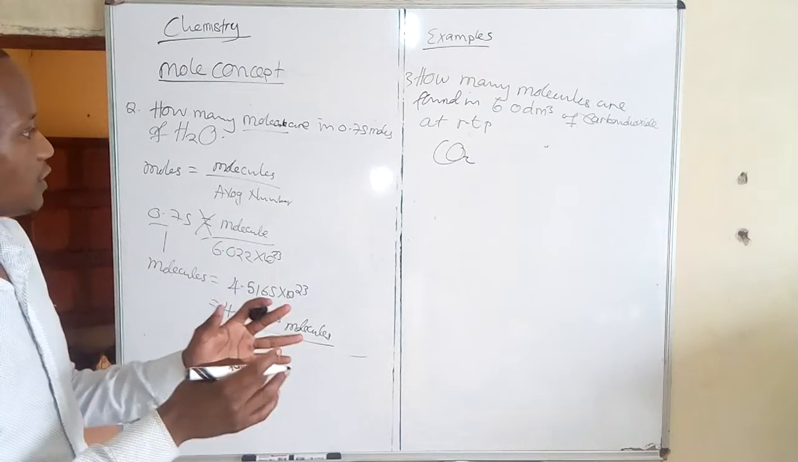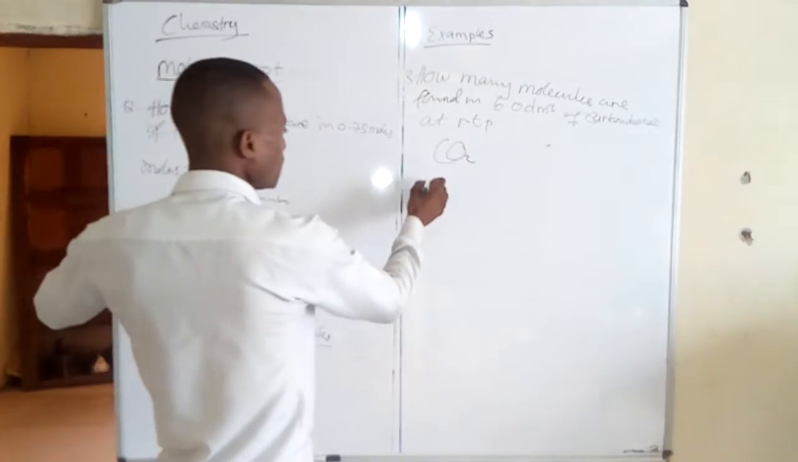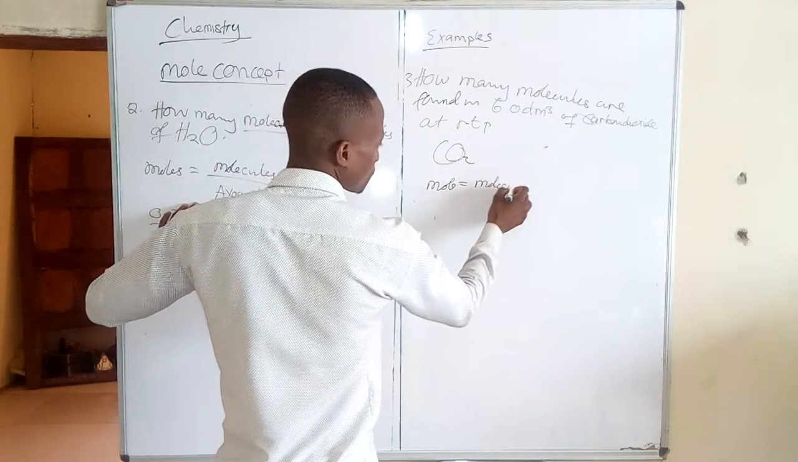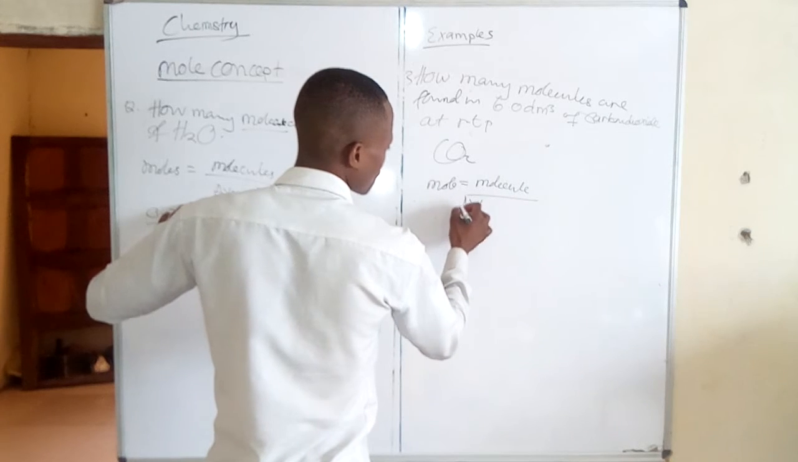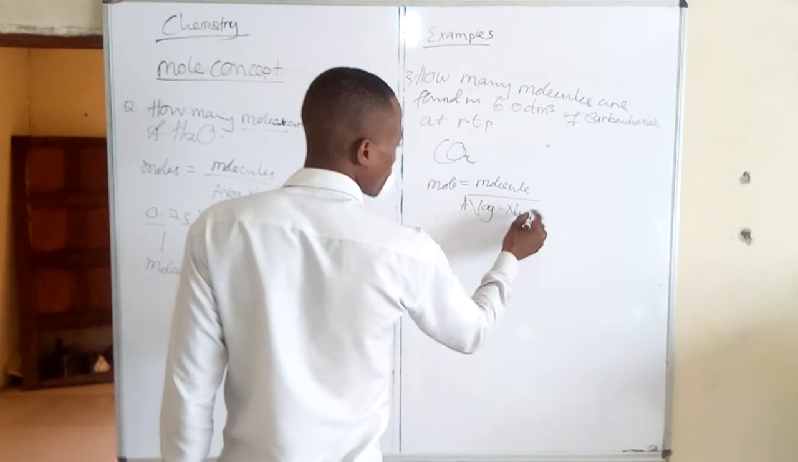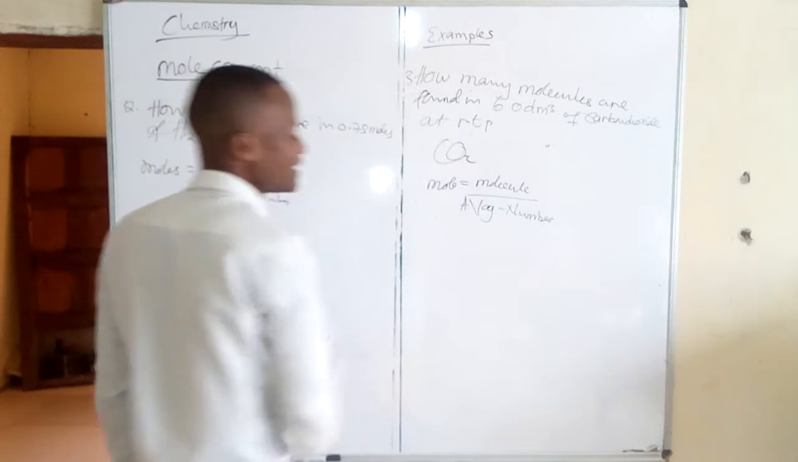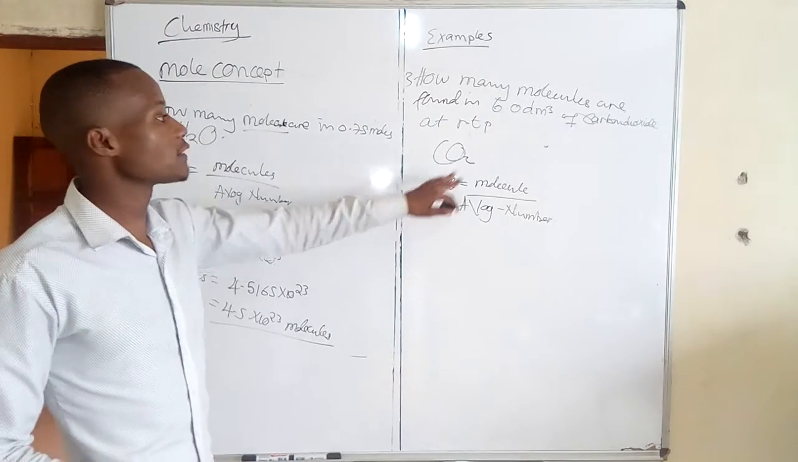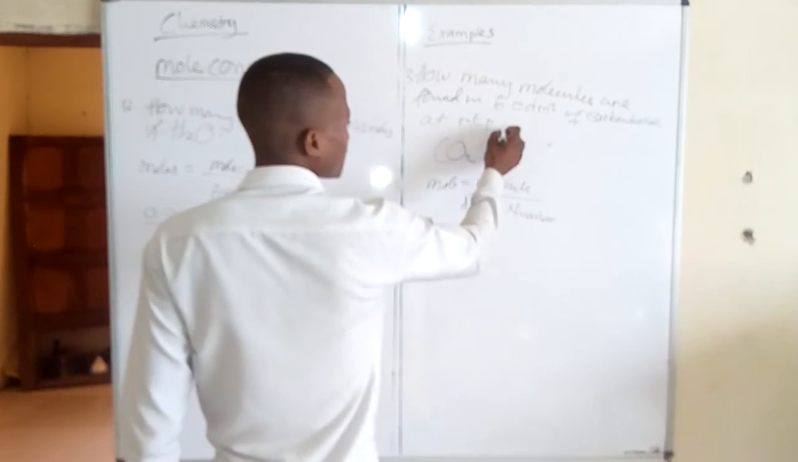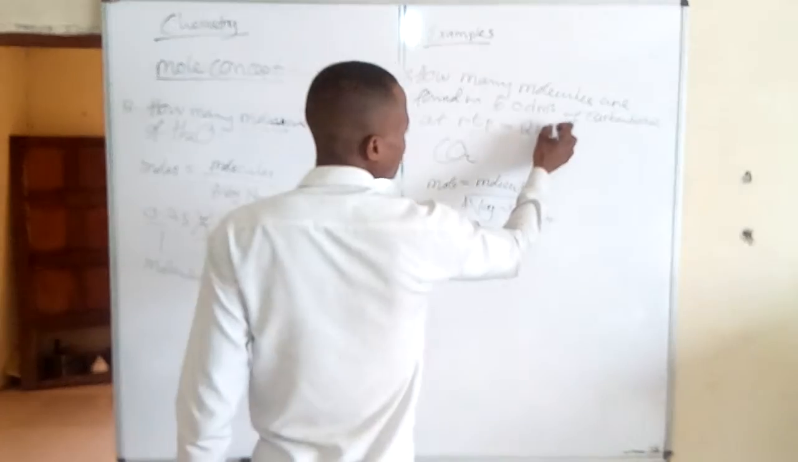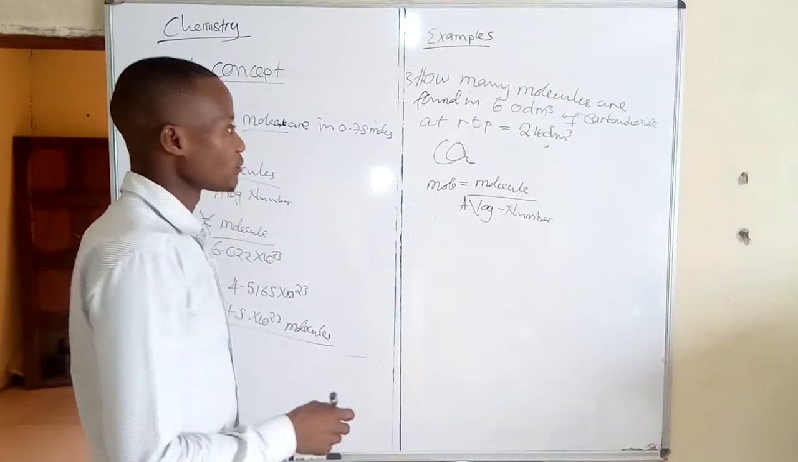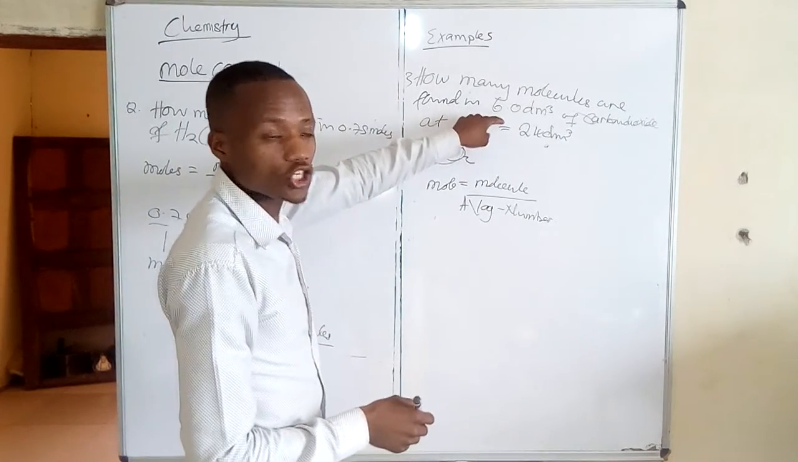So how are we going to find the number of molecules? Of course, we know the formula is the same, where the number of moles is equal to the number of molecules over the Avogadro's number. But we don't have the number of moles and we don't have the molecules. So you have to start by finding the number of moles using the volume at RTP. You know, 1 mole of a gas at RTP is equivalent to 24 decimeter cubic. So we have to use the standard volume of the gas at room temperature and pressure and the volume given in the question to find the number of moles.